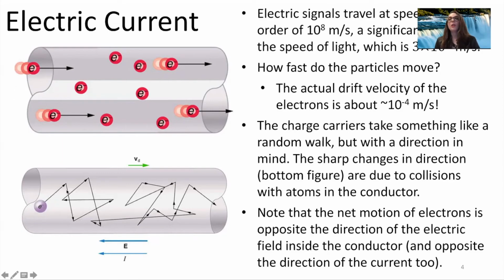So on an order of about 10 to the minus 4 meters per second, these electrons, these charge carriers, are still on average moving about 10 to the minus 4 meters per second in the direction opposite the conventional direction that we call the current.